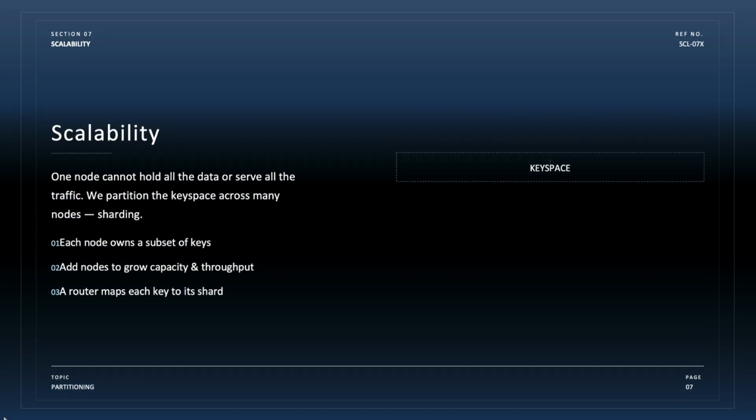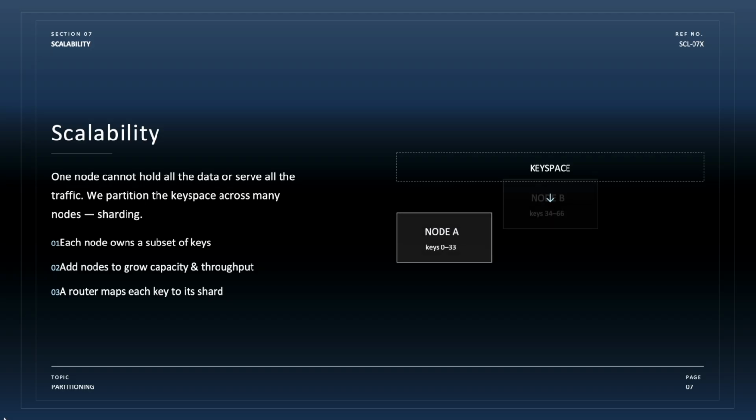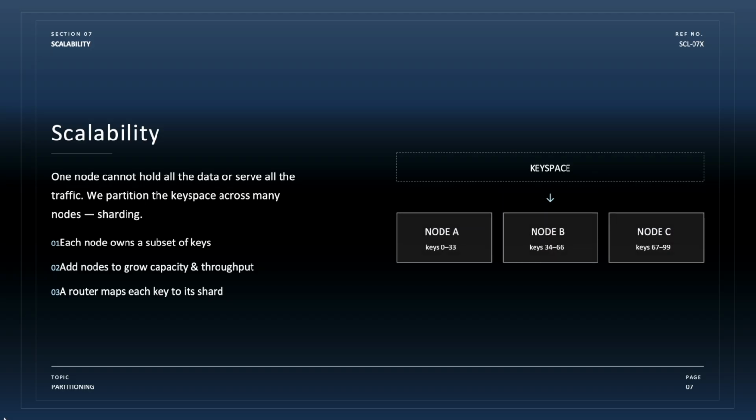Eventually, one cache server isn't enough. To increase capacity and throughput, we split the data across multiple servers using sharding. Instead of storing every key everywhere, each server owns only a portion of the key space. Adding more nodes increases both storage and performance.